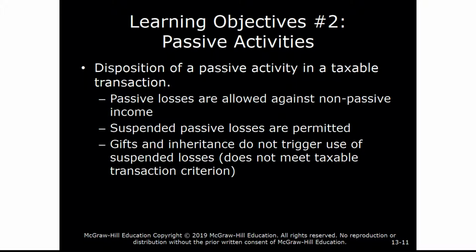In addition to reading the chapter and studying these PowerPoint slides, I think even more important will be to go through some problems and demonstrate how at-risk and passive loss rules apply. But if the passive activity is disposed of completely, as I said, these passive losses, including suspended passive losses, can offset non-passive income. Gifts and inheritance generally do not trigger the use of passive losses. Again, these are gifts and inheritance of passive activities.